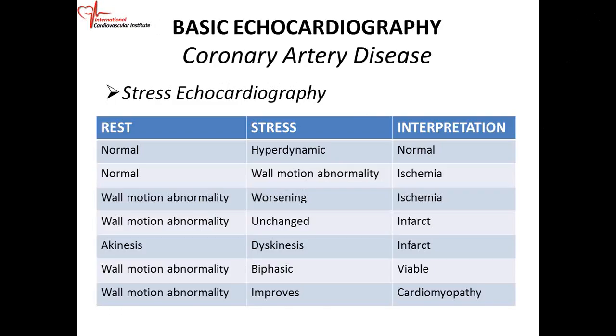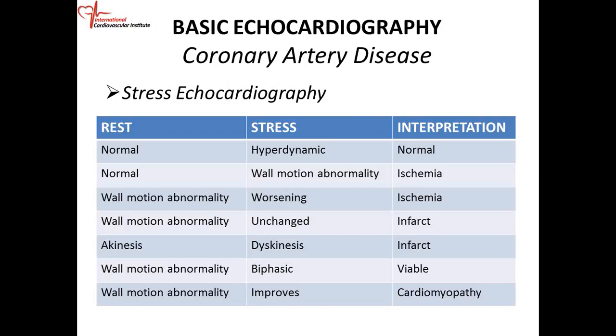So you do an echo at rest. That's a resting echo. You want to see the wall motion. And then as soon as they finish the test, you put them on the gurney, the table, and you're going to do another echo. You want to get this echo done within 90 seconds, because that is when you're going to see the wall motion abnormality. So you have about 90 seconds to do it, so it is a quick maneuver.